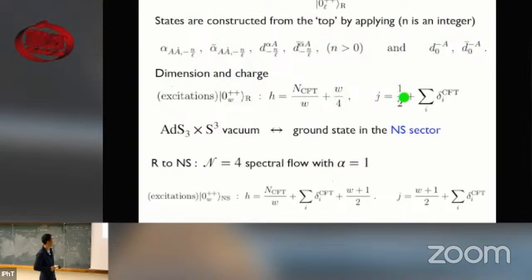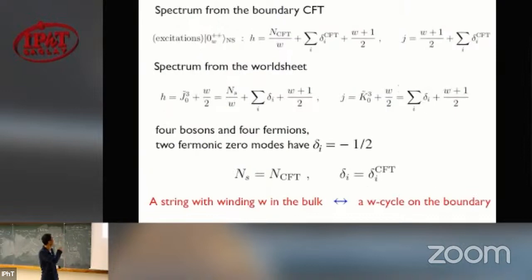But we know the AdS vacuum should correspond to the ground state in the NS sector. So we need to do a spectral flow. Here we call it n equals 4 spectral flow, to distinguish it from the worldsheet spectral flow. If we do this spectral flow, we find the dimension and charge of the cycle on the boundary side, and we have this result. So here I put the result from the boundary CFT, the dimension and charge, and also the spectrum from the worldsheet. And you can see they are exactly the same.